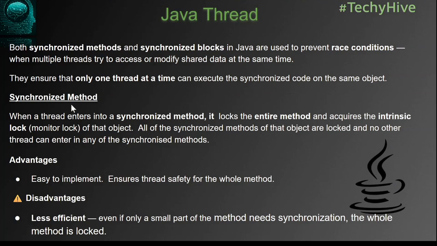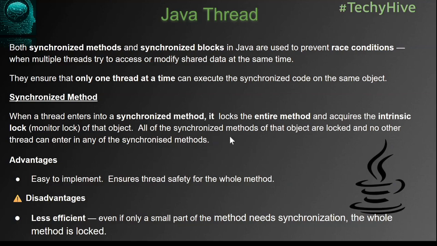In the case of a synchronized method, when a thread enters a synchronized method, it locks the entire method and acquires the instance lock on that object. Each object has its own instance lock, and when a thread enters a synchronized method of that object, the thread acquires that lock.